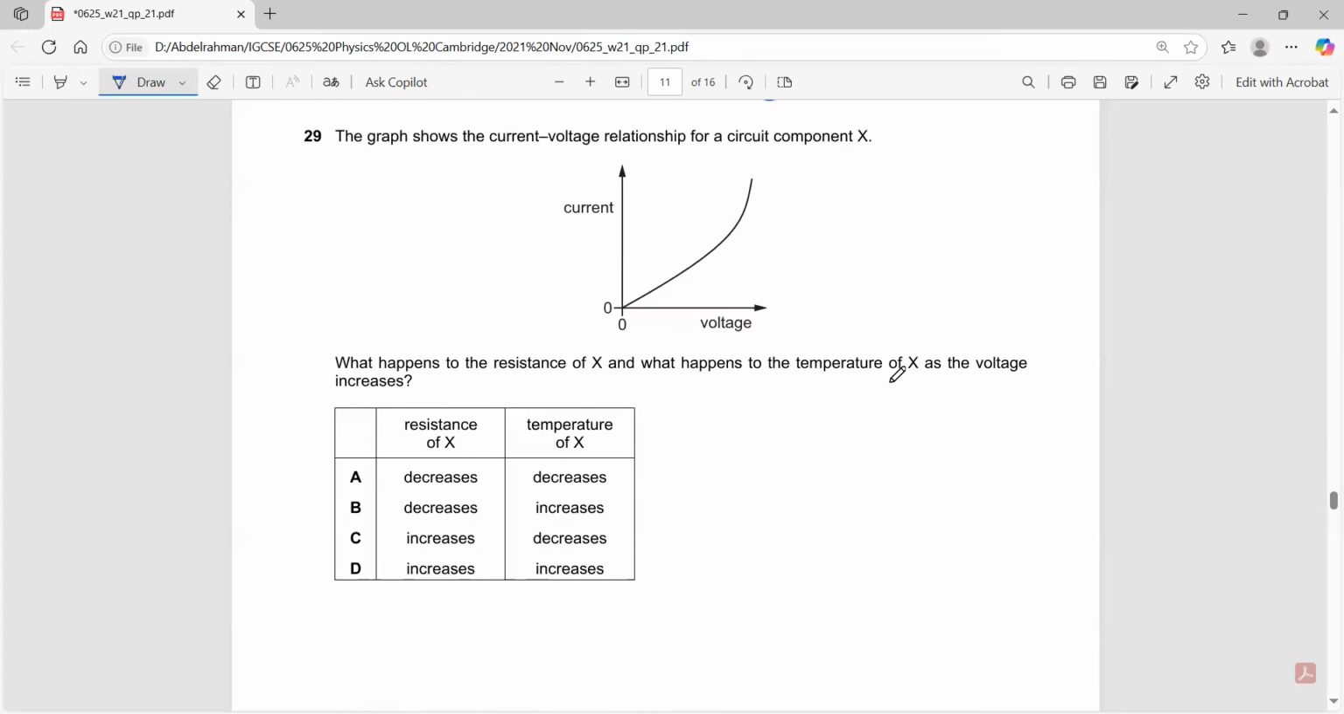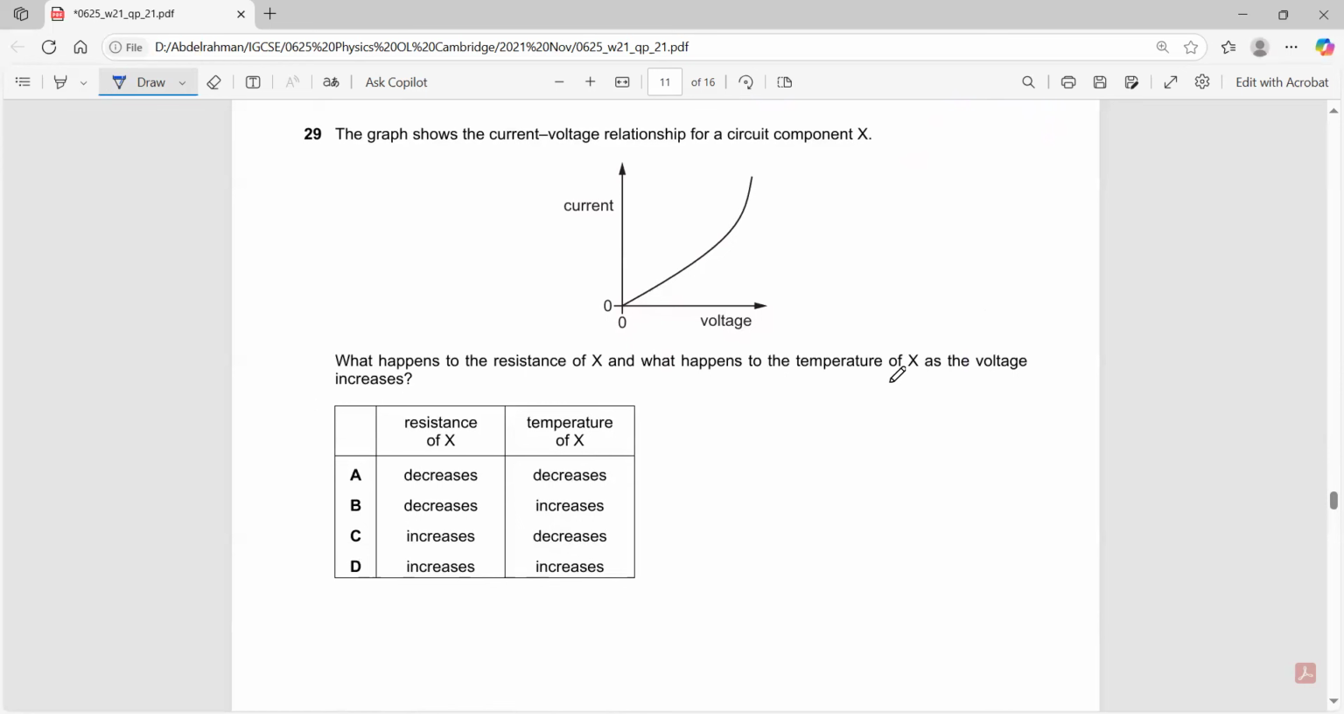The graph shows a current-voltage relationship for a circuit component X. What happens to the resistance of X and what happens to the temperature of X? What happens to the resistance? The graph is curving towards the current, right? The resistance decreases.